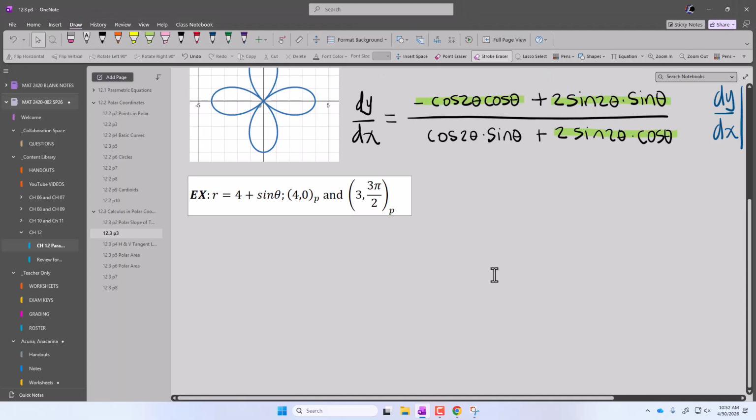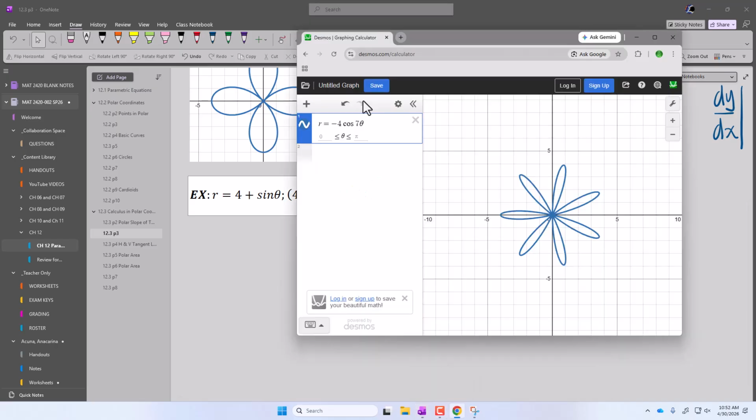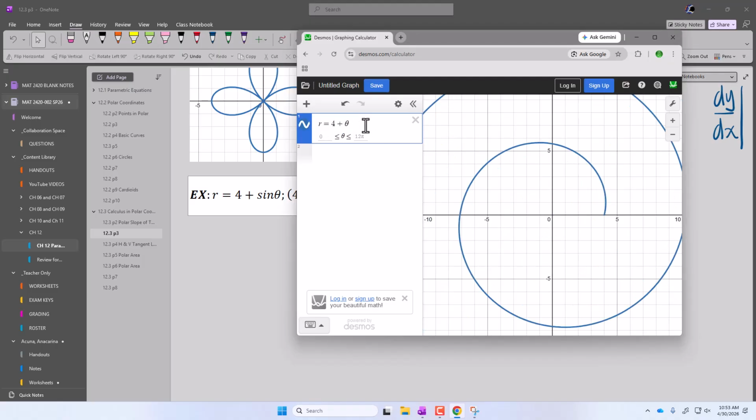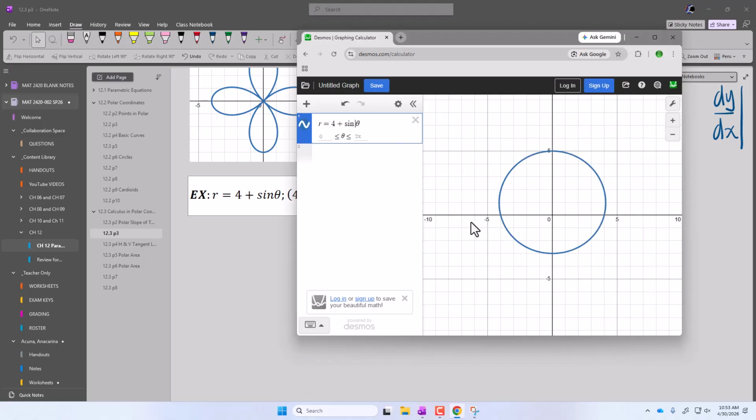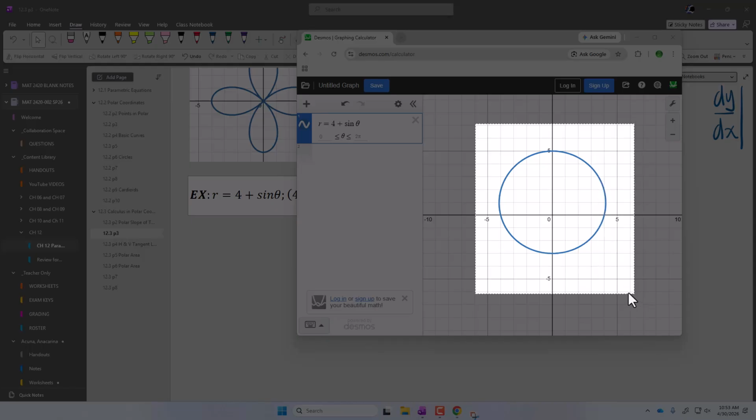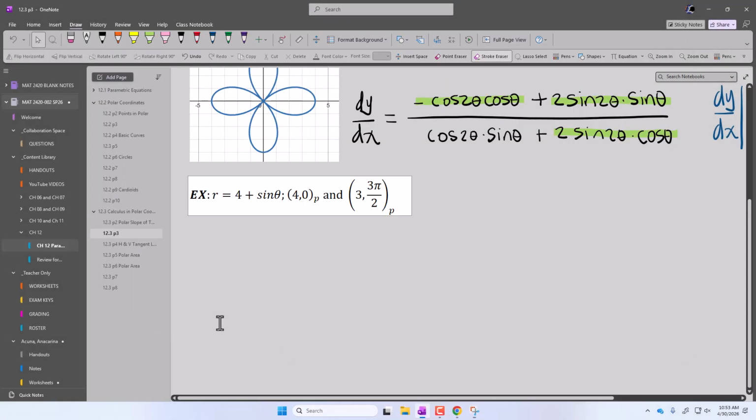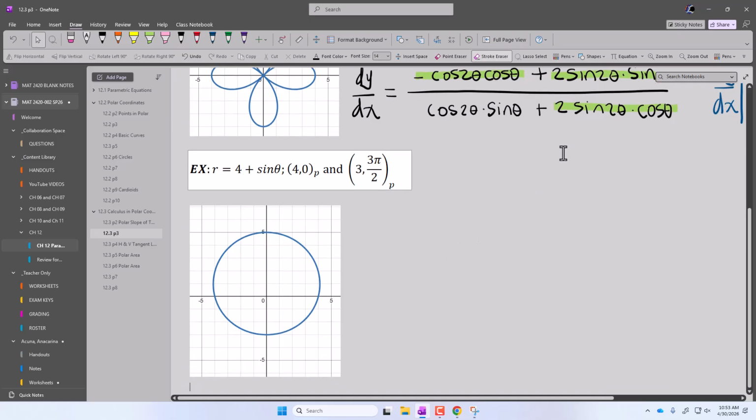So let's just go to Desmos real quick and change this to 4 plus sine of theta. So this is a shifted, it looks like a circle. Now we don't know for sure if it's a circle until we do some more math, but it does look like a circle. But this is not one that you need to know. You do not need to know this one. All right, so let's plop it in there. So certainly looks like a circle.